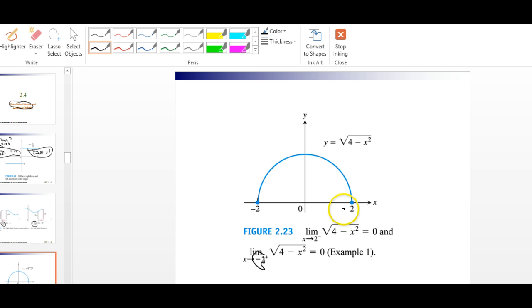So the left limit at 2, how am I going to write it? It's 2 and minus. 2 is the number, and minus means left limit, and it is equal to 0. So the left limit at 2 is 0, and the right limit at negative 2 is also 0. Are you okay? Very good.